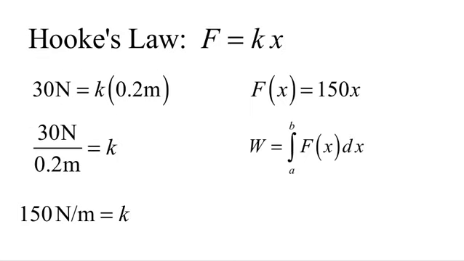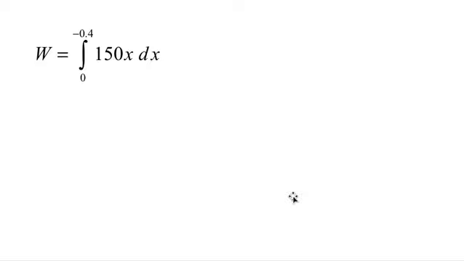We need to determine a and b, starting at 0, going to negative 0.4. Seems a little strange because you'll notice that this is essentially backwards, right? Starting at 0, then going to negative 0.4, we're going to the left. But that's acceptable. That'll work for us. So let's go ahead and do that integral.